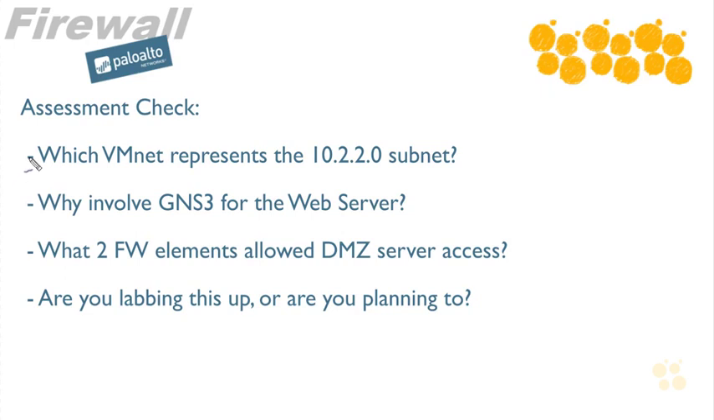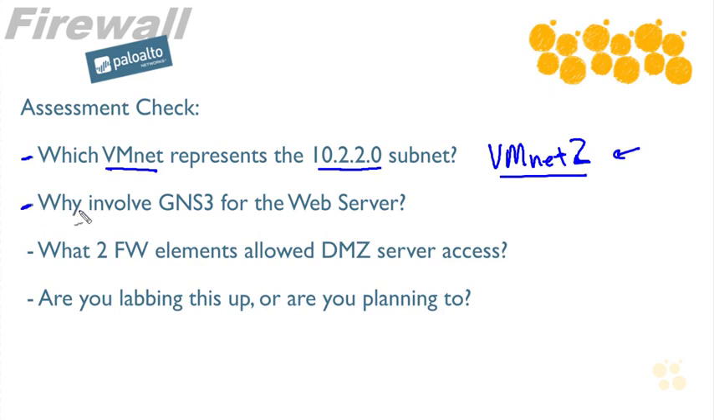All right, question number 1. Which VMnet inside of VMware Workstation in our lab topology that we've been building represents the 10.2.2 subnet? And if you said, Keith, I got this, that is VMnet 2. And that's important just to remember that if we want to add devices to that 10.2.2 network, whether it's in VMware Workstation or doing it through GNS3, that's our target for that 10.2.2 subnet.